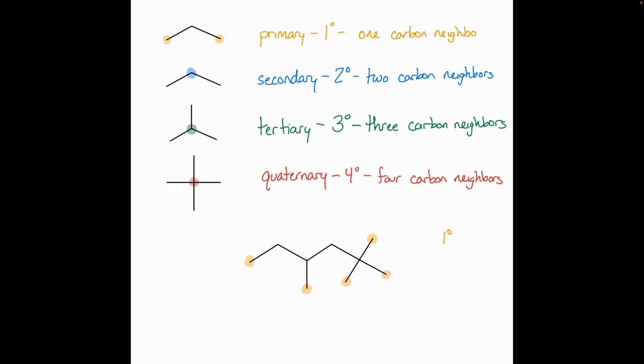I'm going to do my primary carbons in orange, kind of be consistent with up here. What about secondary carbons? How many secondary carbons? 2. We got this one here, and this one here. Those are all my secondary. Do we have any tertiary carbons? Yes, we have one right here. And lastly, what about our quaternary carbons? Just one right there, middle of the plus sign.